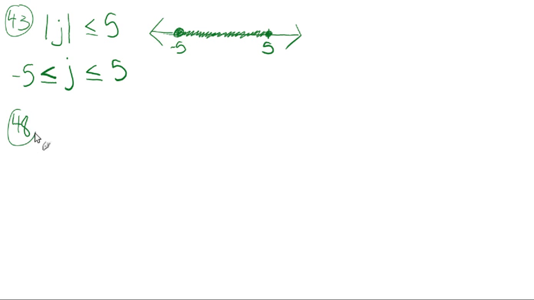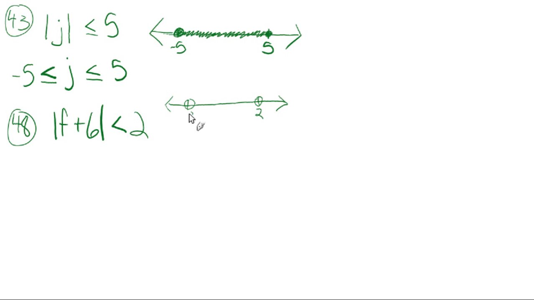48. The absolute value of f plus 6 is less than 2. So if we think in our heads about a quantity whose absolute value would be less than 2, that means that this quantity needs to be less than 2, but also we can't go too far. We can't go past -2. Otherwise, the absolute value of that big negative number would be bigger than 2, and we can't have that. So somewhere in here is where we need to be.